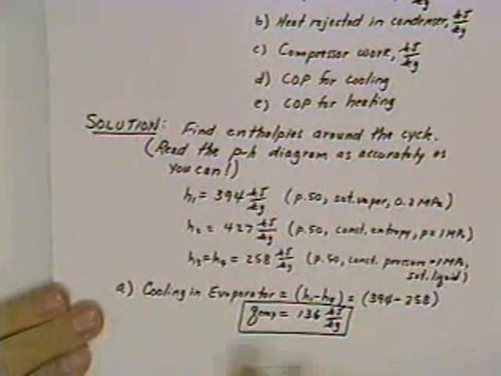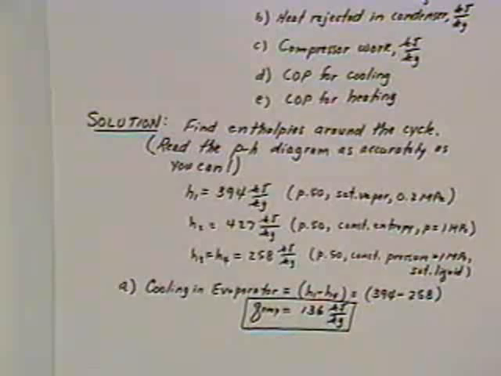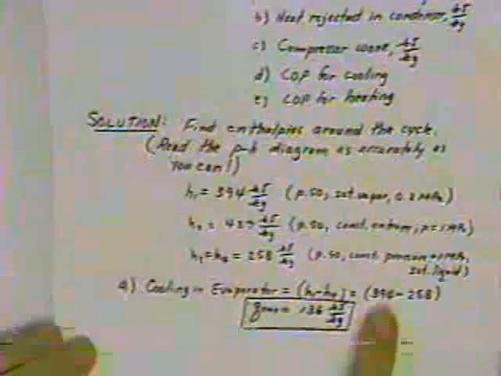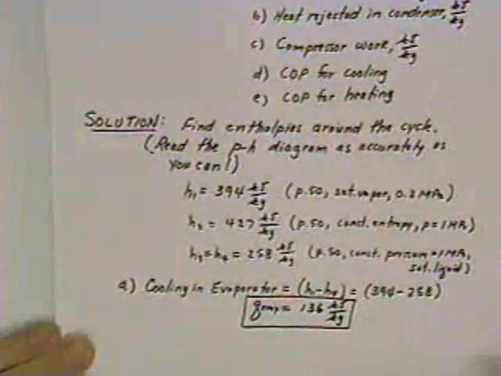Okay, cooling in the evaporator. Let's make sure we understand what we're talking about for the cooling. In the case of an air conditioning system, the cooling is the amount of energy that's removed from, let's say, the house or the apartment in the evaporator coil. So that's equal to H1 minus H4. With the enthalpies we got, 394 minus 258, our Q in the evaporator in this case is 136 kilojoules per kilogram. That's the cooling in the evaporator.